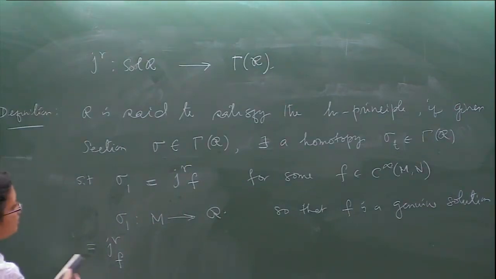Okay, now let us give some example, then it would be clear. Do you require every formal solution to get homotoped to a genuine one? Yes, I think R is said to satisfy the H principle if, given any section, some formal solutions may. Yeah, but H principle will mean that every formal solution can be homotoped to a genuine solution.